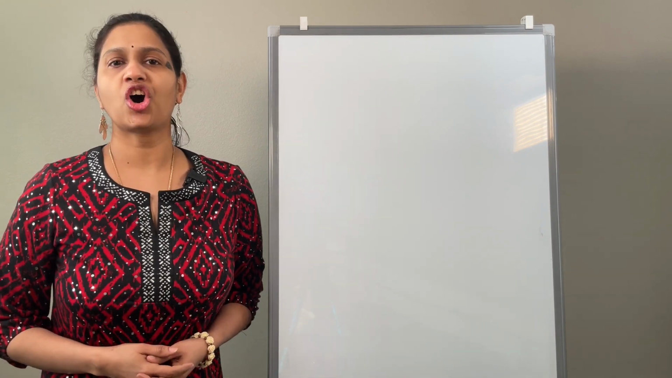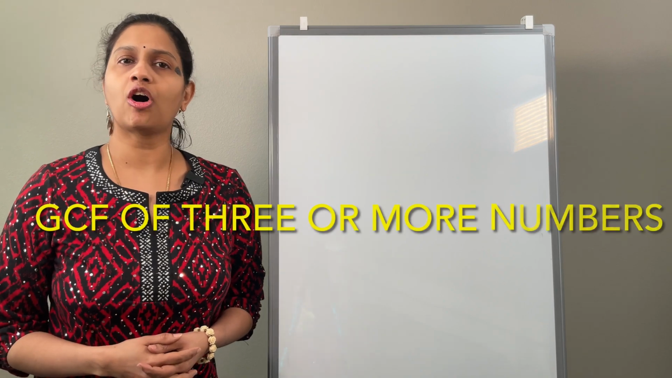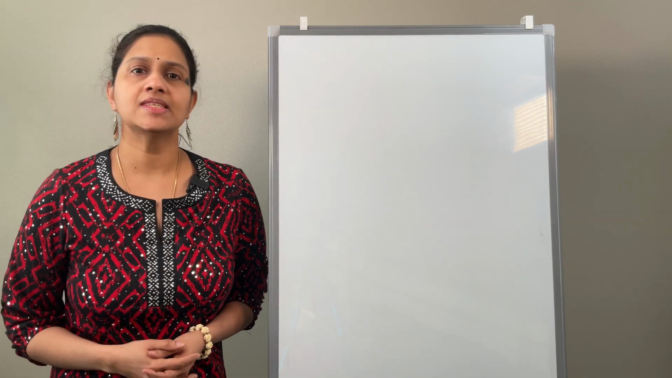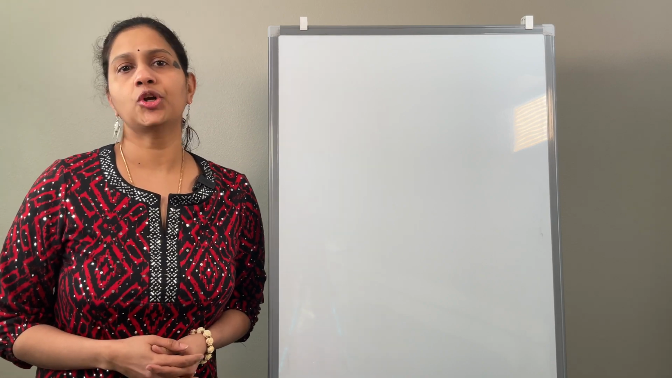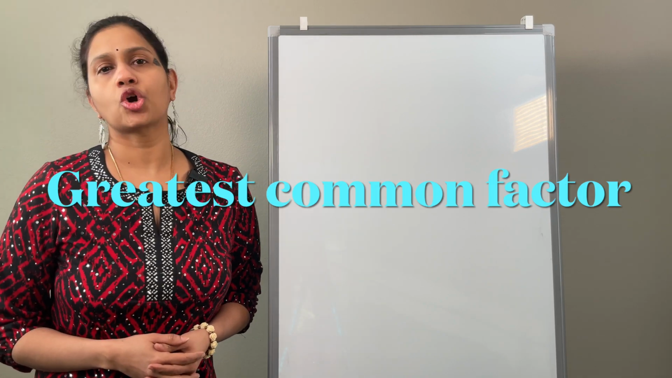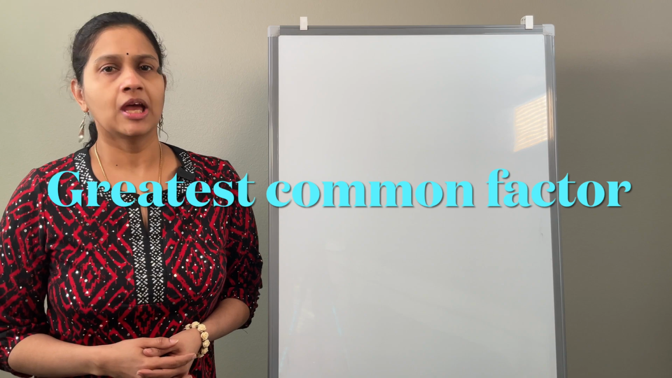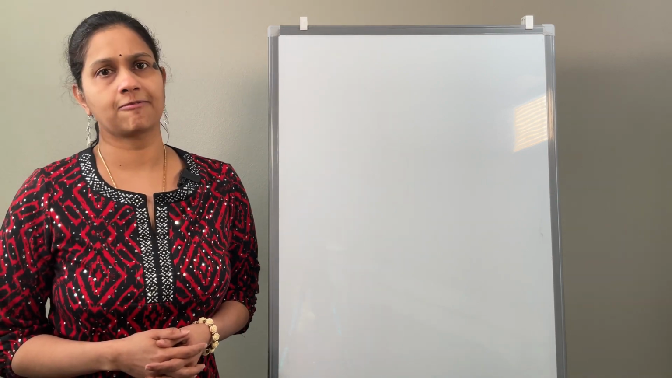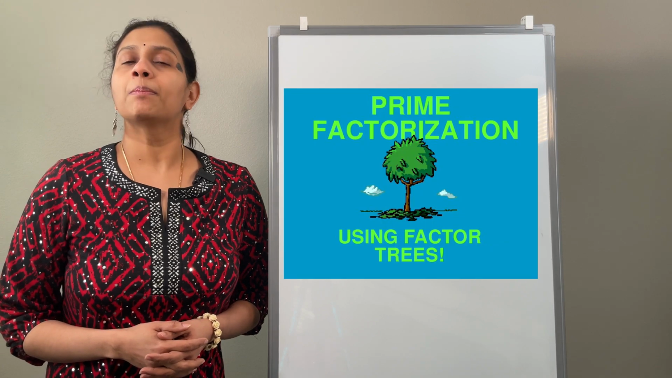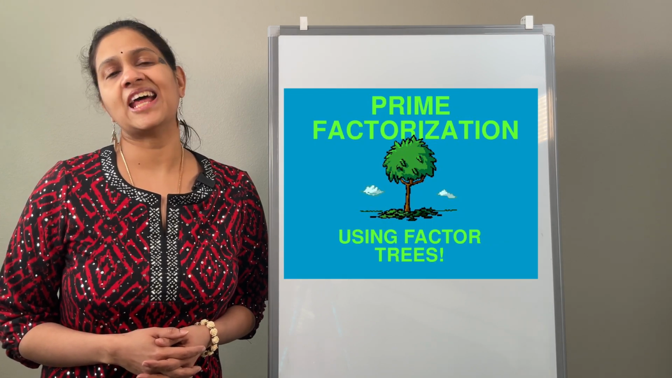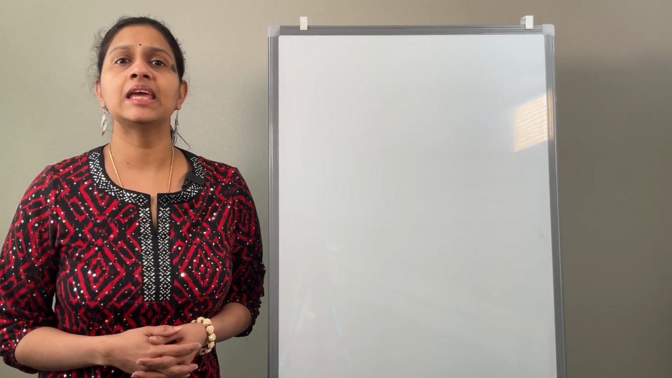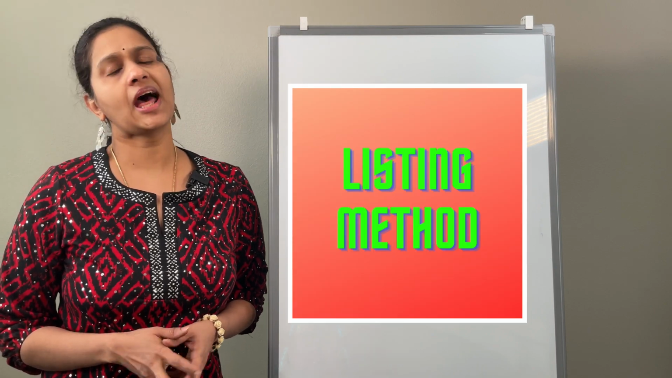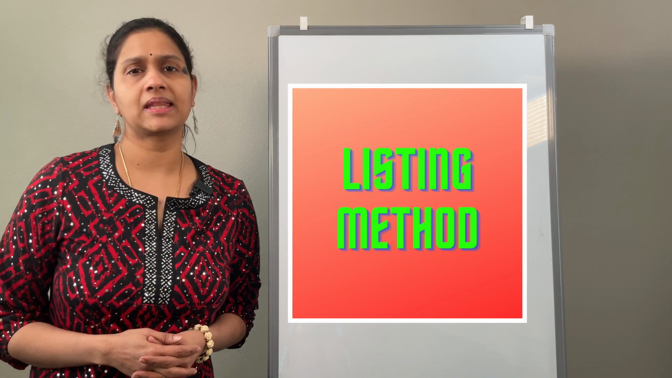Today we are going to talk about GCF of 3 or more numbers. What is a GCF? GCF is referred to as greatest common factor. Basically there are two ways of doing this GCF. One is by using the prime factorization method and the other is by using the listing factors of the number method. That method is called the listing method.